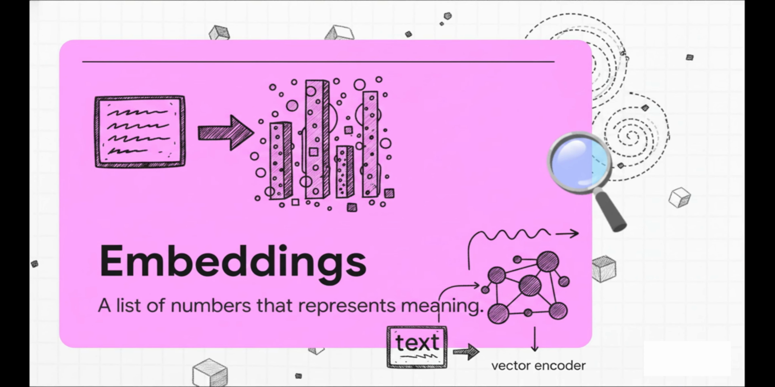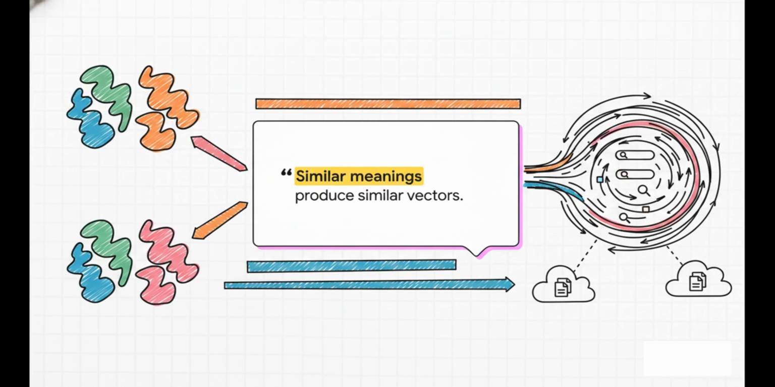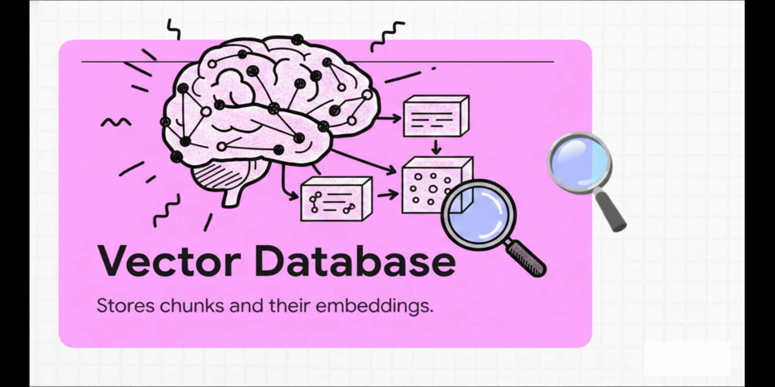Next, we generate embeddings. Think of this as turning human meaning into a list of mathematical numbers. Why? Because similar meanings create similar numbers. This enables insanely powerful semantic searches far beyond basic keywords. You'll store those numbers in a vector database. It acts just like a highly specialized backend search index.